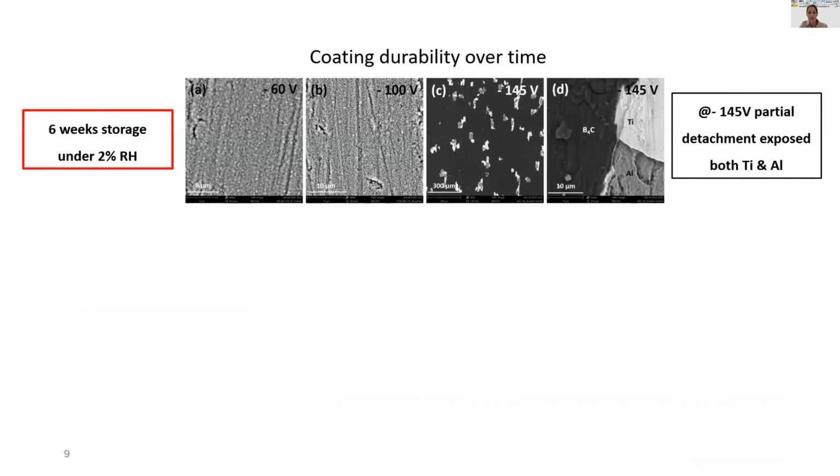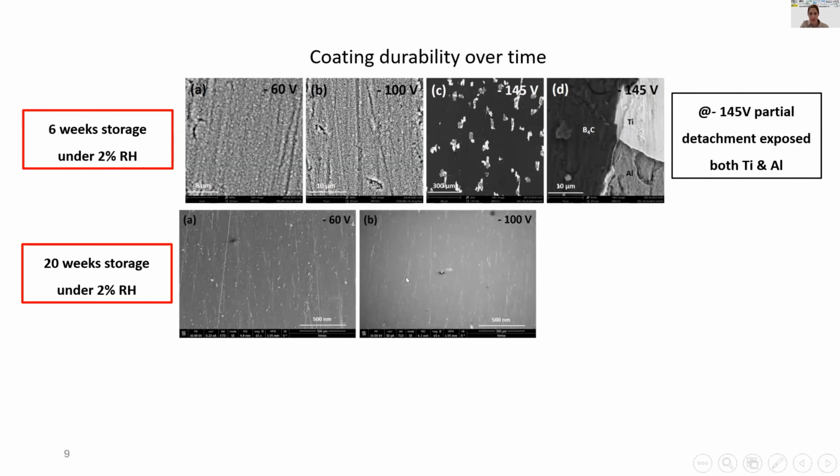We also followed the coating durability over time. All coatings were stored under 2% relative humidity. After 6 weeks, you can see that the coating prepared under 145 volts peeled away, and the titanium and the aluminum were exposed.